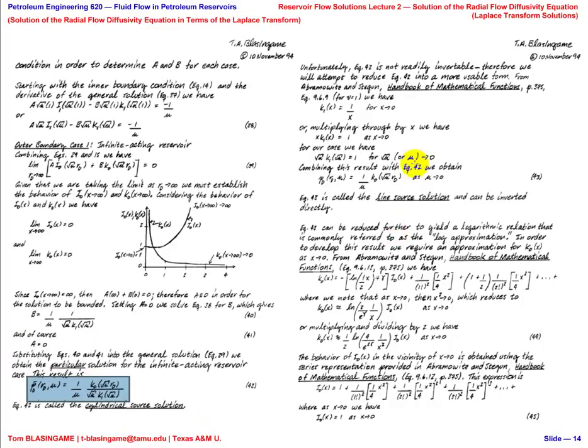Now, as I mentioned, if we go back to the text and look at the behavior of K1 near 0, it is 1 over x. If we multiply that by x, it's approximately equal to 1 as we approach 0. So square root of u, K1 of square root of u, as square root of u approaches 0, is going to go to 1. So our final intermediate result is here, and we often call this the line source solution.